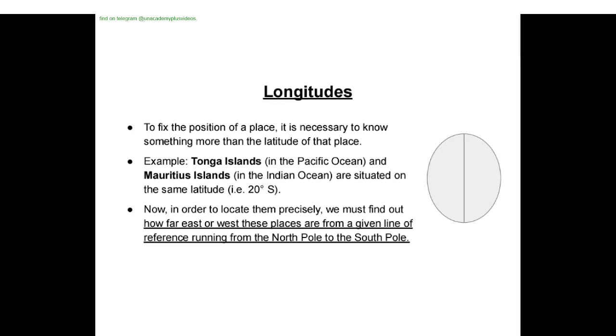Longitudes. To fix the position of a place, it is necessary to know something more than the latitude of that place. Example, the Tonga Islands in the Pacific Ocean and the Mauritius Islands in the Indian Ocean are situated on the same latitude, that is 20 degrees south.